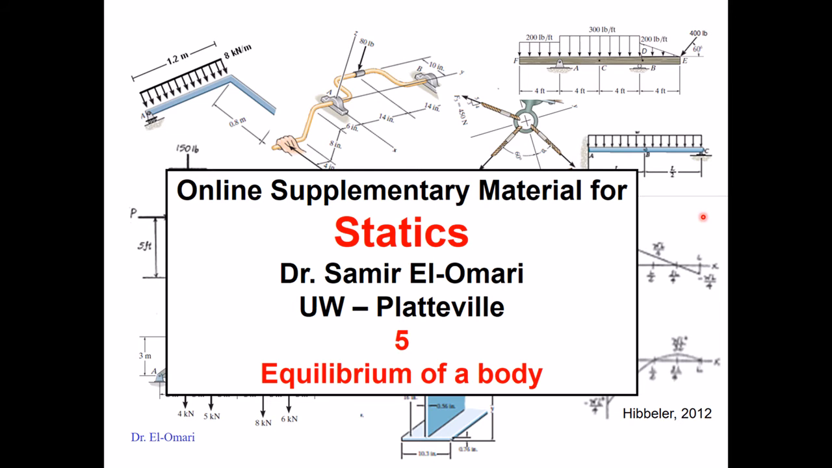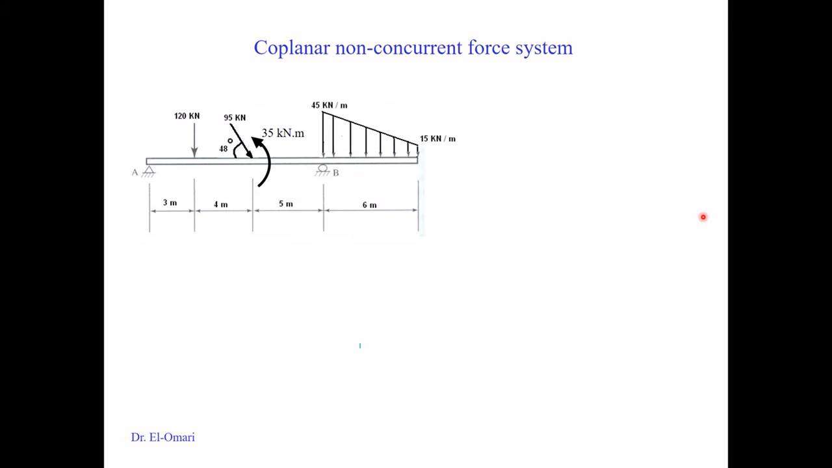reactions. So in the previous session, we learned how to draw the free body diagram for a coplanar non-concurrent force system. This means that coplanar is 2D, and non-concurrent means that all forces don't meet in one point. In a previous session, we spoke about first drawing a free body diagram and then drawing the support reactions. This is what we will try to find today, in this session.